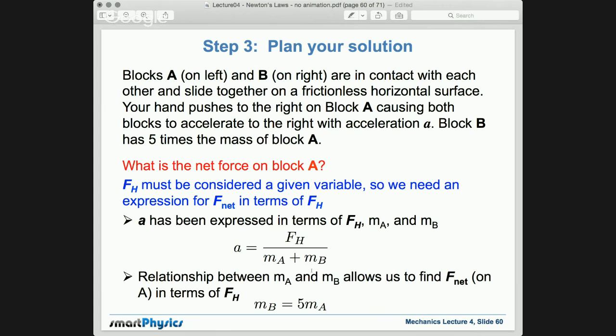And we also have a relationship between the two masses. The problem tells us the mass of block B is 5 times the mass of block A. So I've just basically converted that sentence into an equation down here.